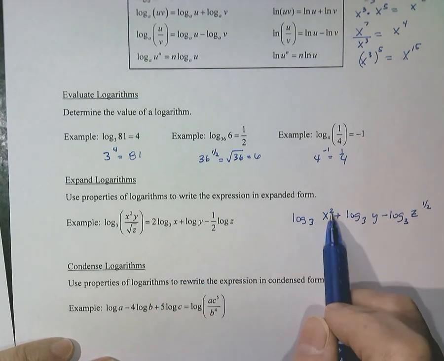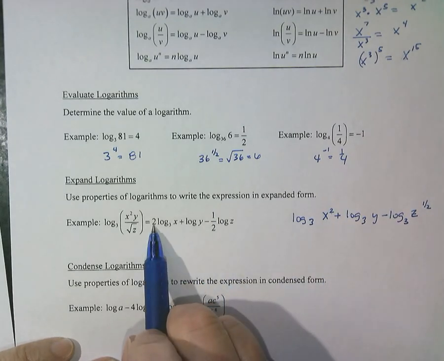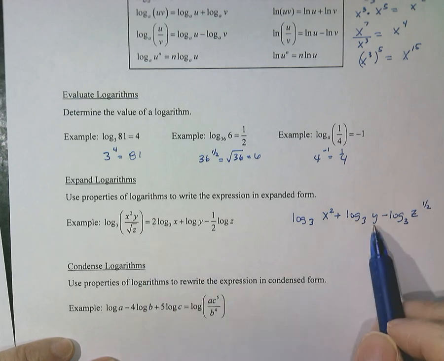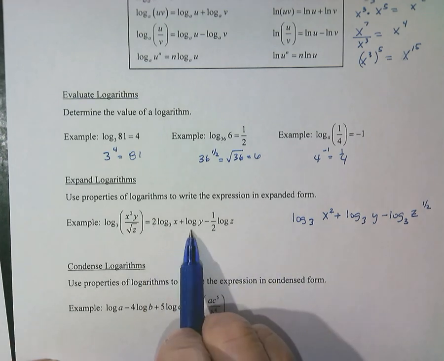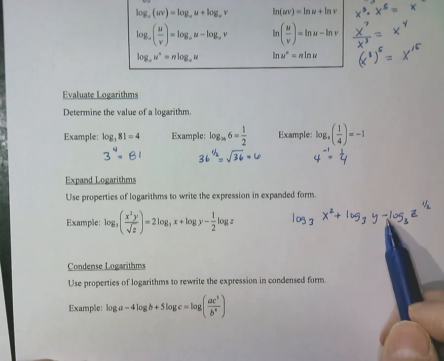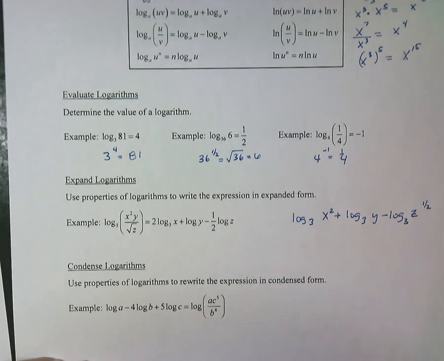So then the 2 comes in front. That's where I get the 2 here. The only exponent on y is 1, so I don't need to write the 1. And this exponent on the z is a 1/2, and that's where that comes from.